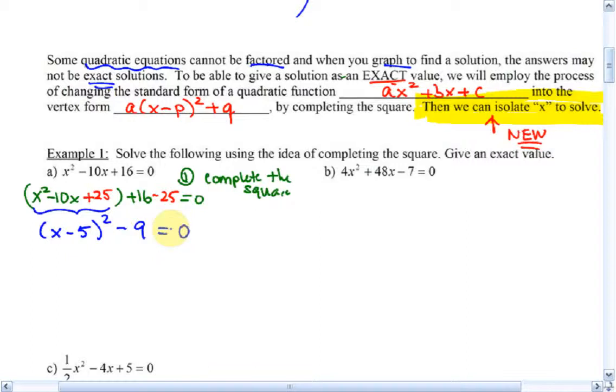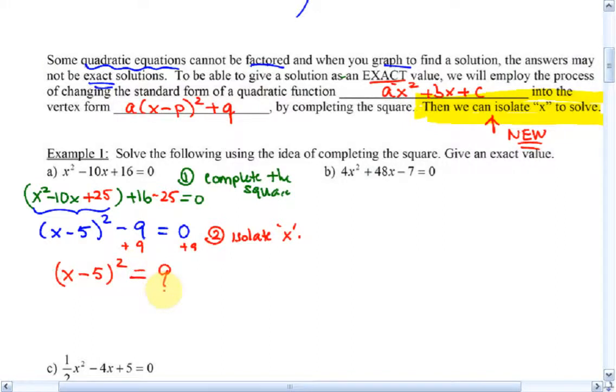First step is the same. So once you've got to this stage, the vertex form, now to solve, what you want to do is just isolate x. This is the only new part. Those of you who love algebra, this is your time to shine. What do I do to try to isolate x? What should I move to the right-hand side first? Plus 9. Good. So I'll move the negative 9 to the right-hand side. So you get x minus 5 all squared equals 9.